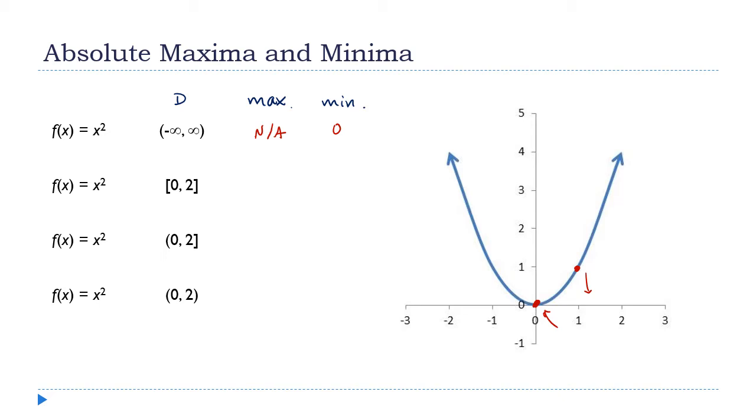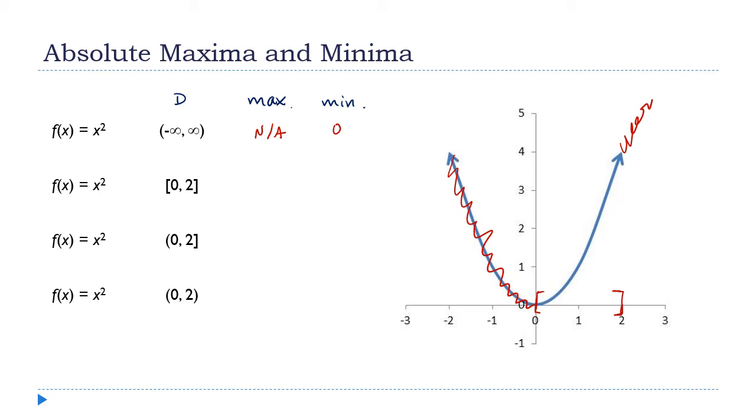Okay, so how about my next one here? How about if I restrict the domain to the numbers from 0 to 2, and I'm going to include 0 and 2. It's a closed interval, right? So I'm going to include 0, and I'm going to include 2, which means we ignore everything else. I'm going to ignore everything outside of that interval.